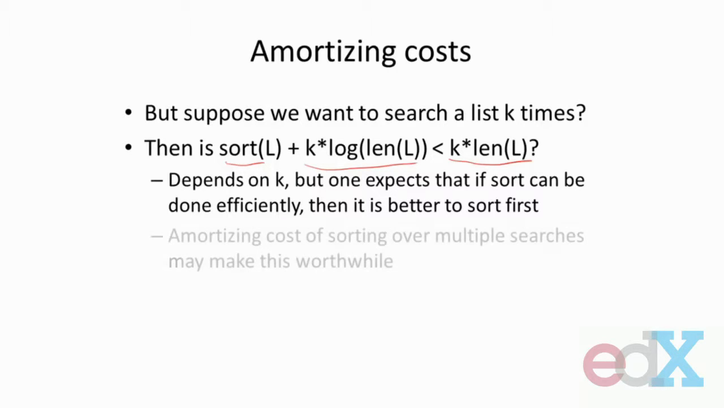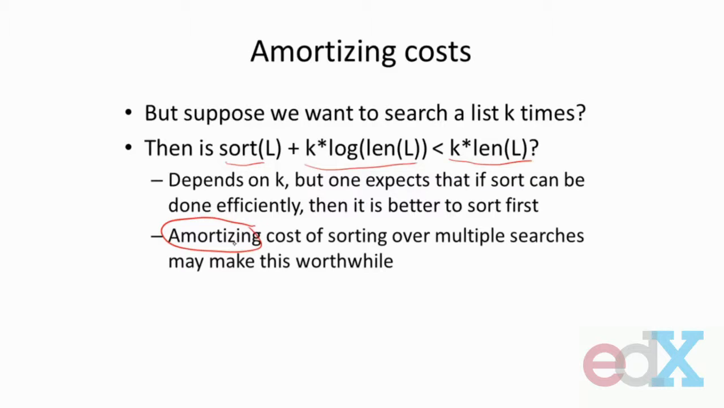This is what we refer to as amortizing. We're spreading out the cost of sorting over multiple searches, and doing so may well make this worthwhile. So now the question is, how efficiently can we sort? Because if we can do it well, we really may be better off using binary search. And that takes us back to where we started, which is to say, then we can reduce a lot of search problems just to a known solution, which is binary search.